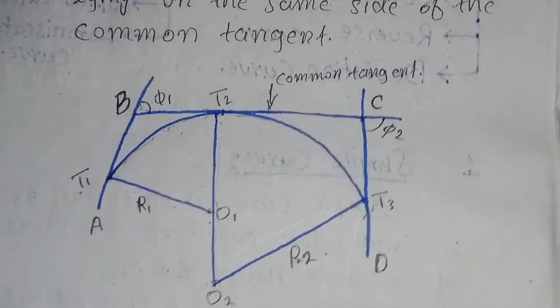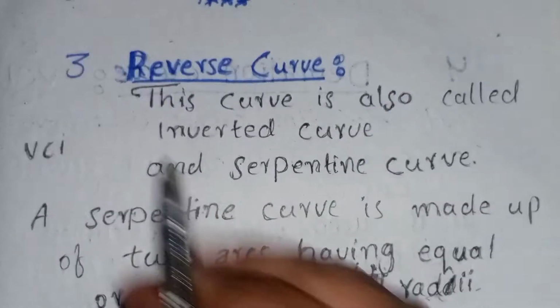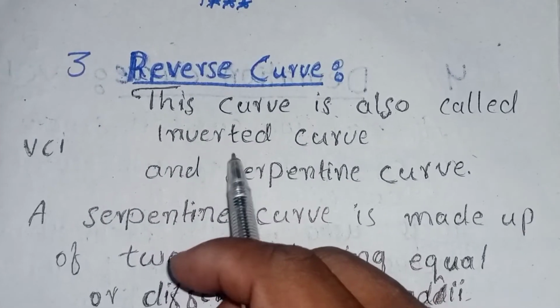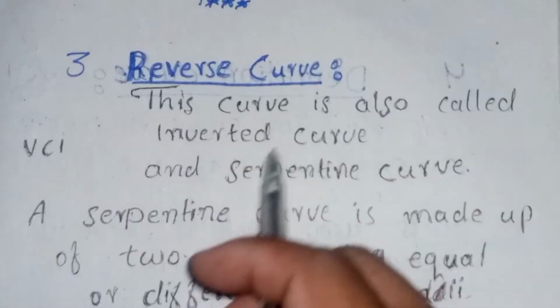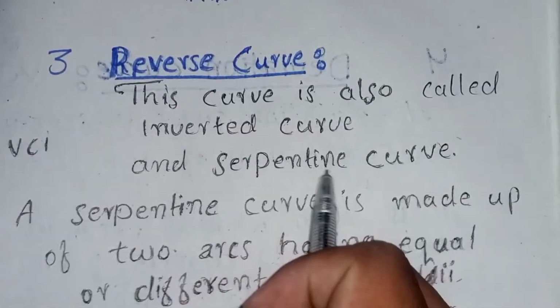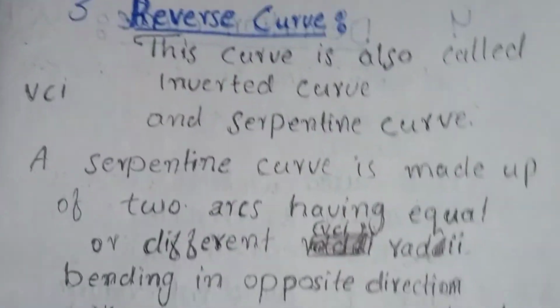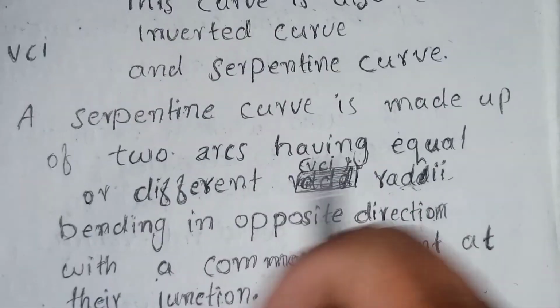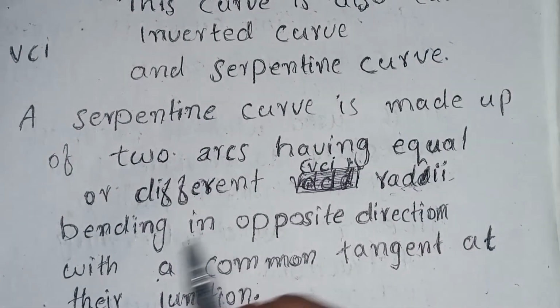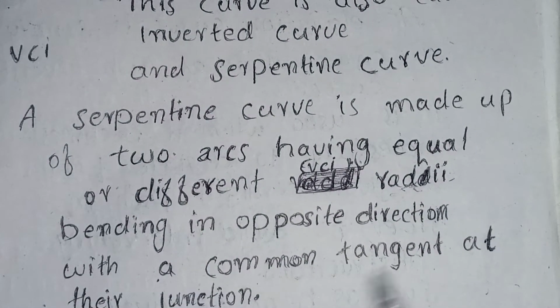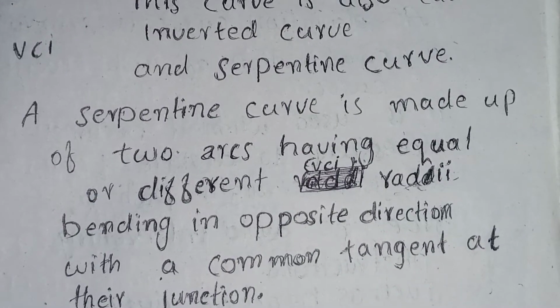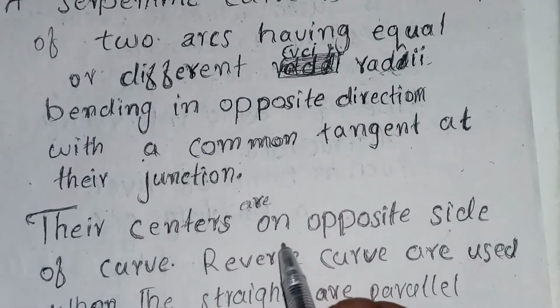And the third one is reverse curve. This curve is also called inverted curve and serpentine curve. A serpentine curve is made of two arcs having equal or different radii, bending in opposite directions with a common tangent at their junction. Their centers are on opposite sides of the curve.